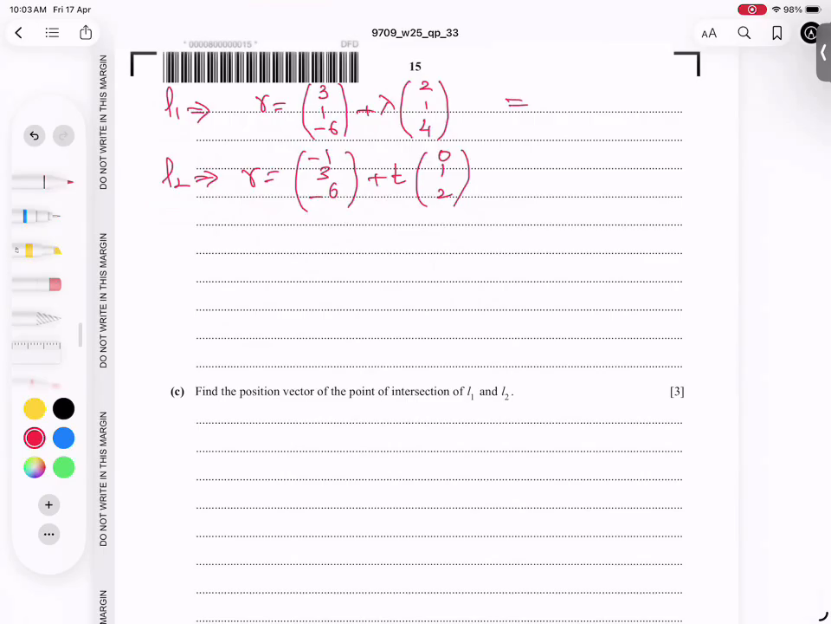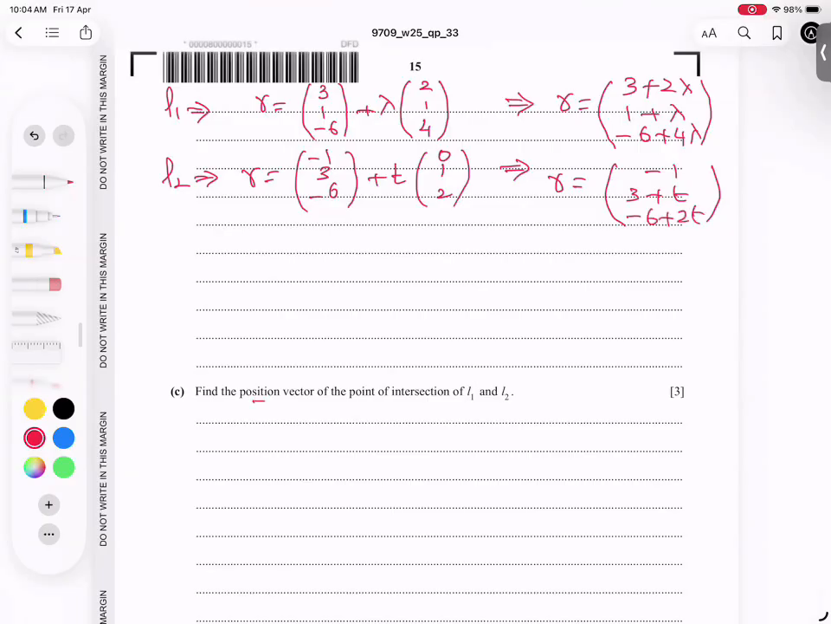Standard form is what, students? So r equals 3 plus lambda multiplied inside and added with these values: 2 lambda, and 1 plus lambda, and negative 6 plus 4 lambda. And similarly, the second in standard form is negative 1 plus 0, or we can say only minus 1, and 3 plus t, then negative 6 plus 2t.